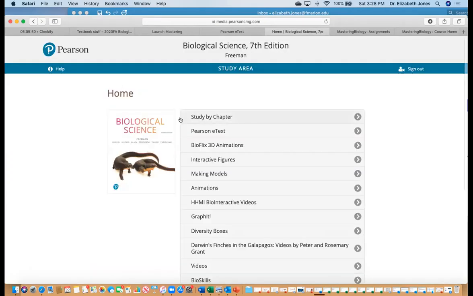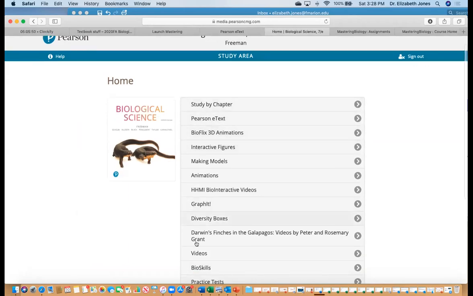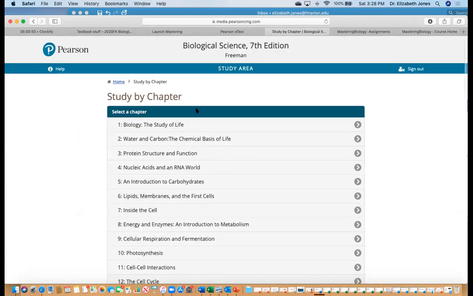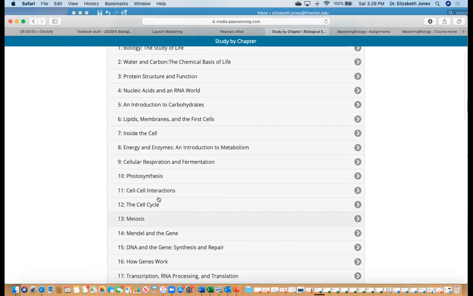There we go. When you first get to this page, when you first click on the link, this is what you'll see. You have all these options. You can go directly to the e-text from here. You can also look at all the animations and what have you. I think it's quite useful to look at things by chapter. So if you click on that, you can see all the chapters that we'll go over.